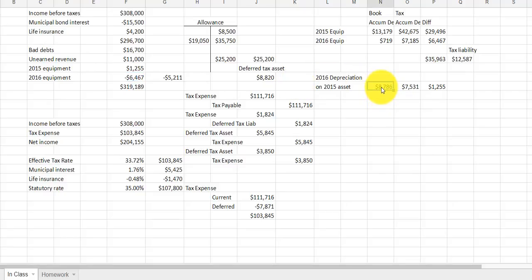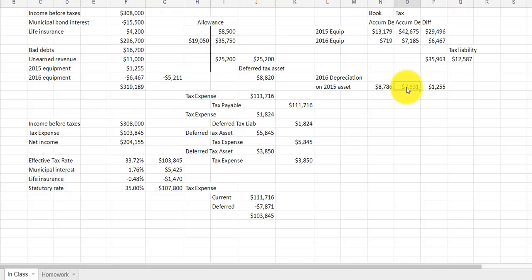So for year 2, to calculate the depreciation on that 2015 asset, we're going to simply take the 61,500 original cost divided by 7, but you don't divide by 2 this time because there's no half year, because this is the second year we owned it. So that would be 8,786.